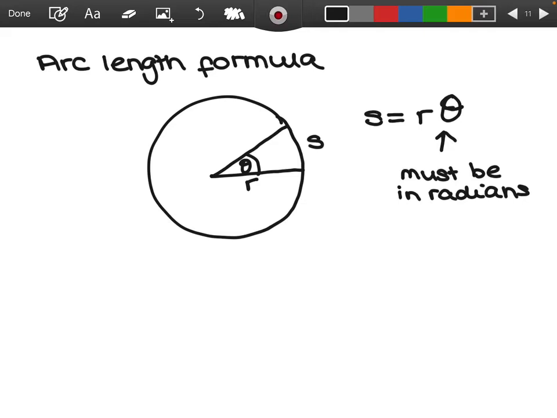If you are ever given theta in degrees and asked to find the arc length, make sure you do that adjustment first to get that angle into radians from degrees, and then you can go ahead and find that arc length. Okay.